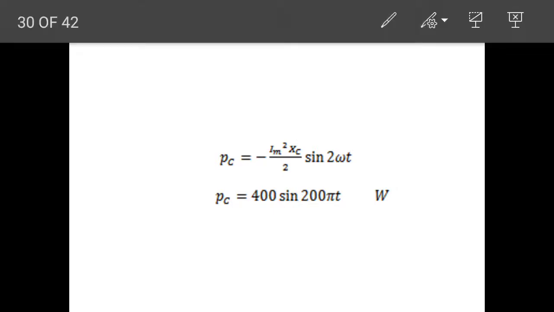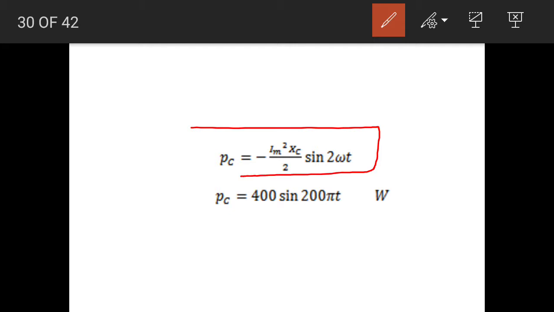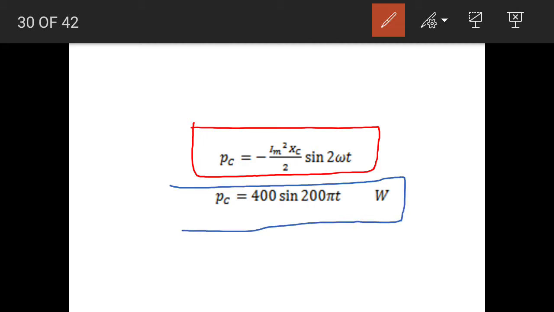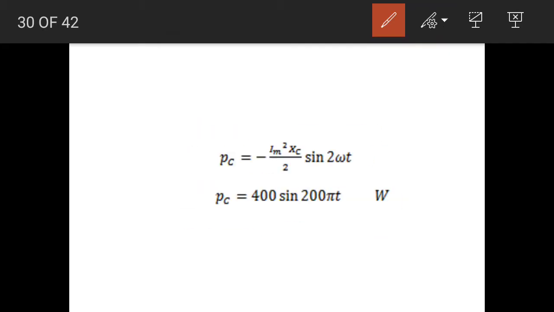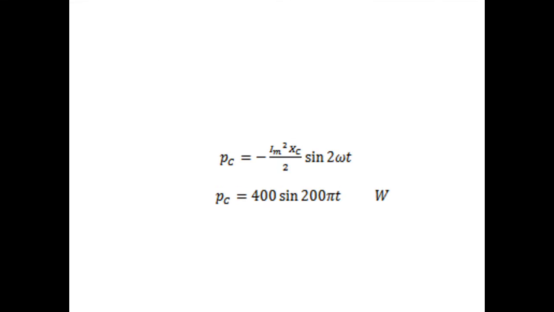The power taken by the capacitor from the AC voltage source can be calculated with the help of this particular equation. We know this equation, we have already derived this equation in the previous classes. If we put the values on the right hand side, the power taken by the capacitor will be equal to minus 400 sine of 200 pi t. So this is the power which is taken by the capacitor from the AC voltage source.